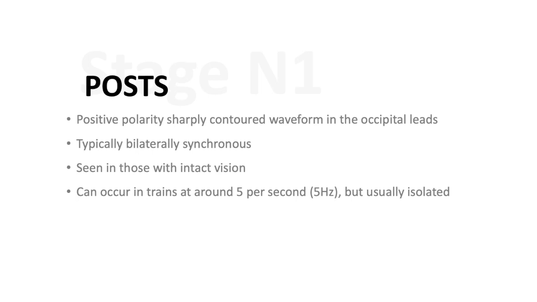Some speculate they're actually due to an offline playback of visual information. They're typically bilaterally synchronous and seen in those with intact vision. Those who are cortically blind may not generate POSTs. They can occur in trains at around 5 per second at times, but they're usually isolated discharges.